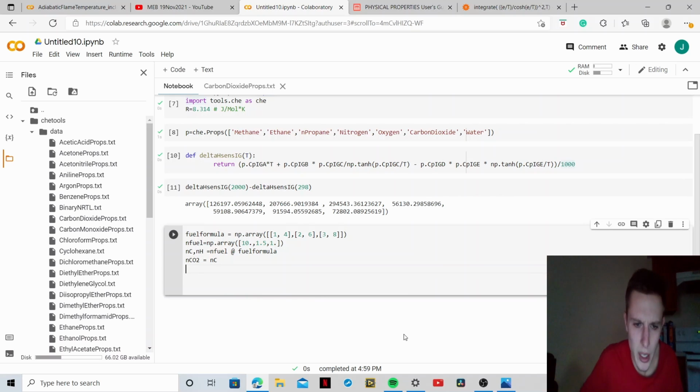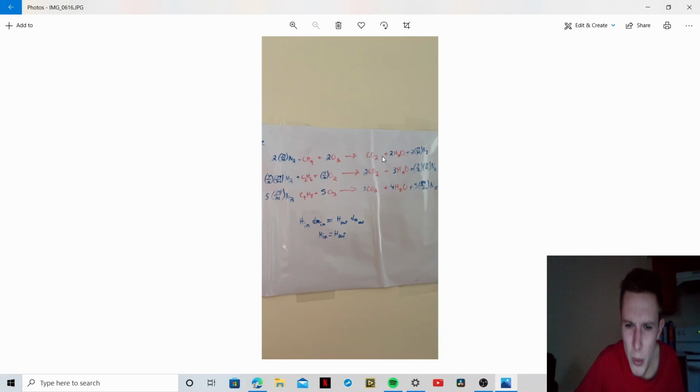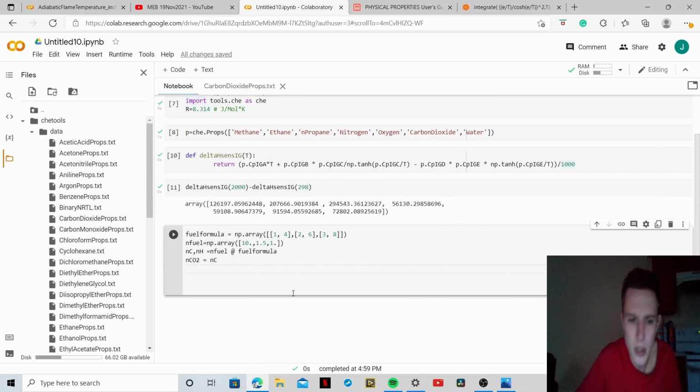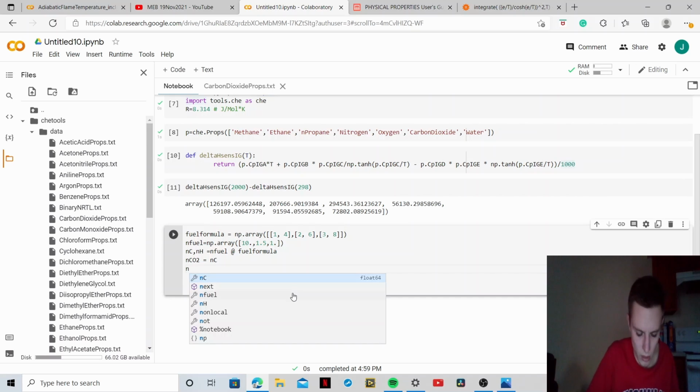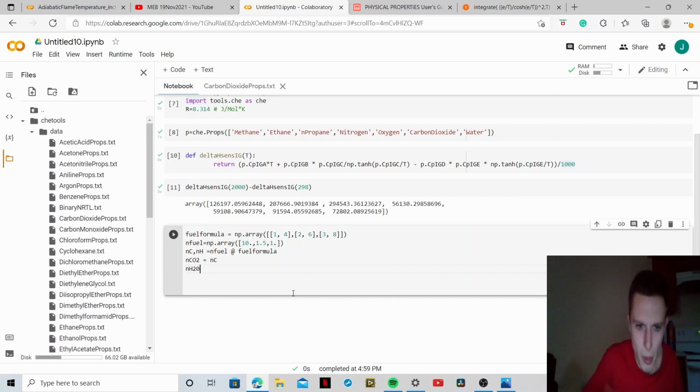Say we want to find the number of moles of water. Look back at our table again, our formulas, and we see that for every 1 mole of hydrogen, there is half the number of hydrogens. So we can say that the number of moles of H2O, or water, is equal to the number of hydrogens divided by 2.